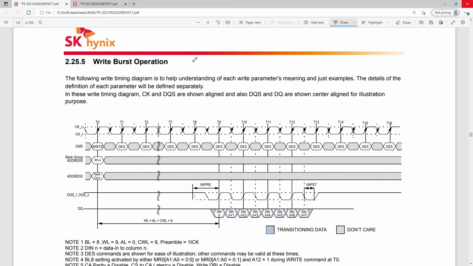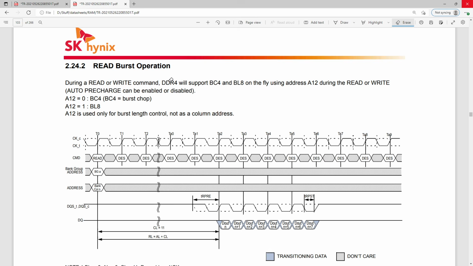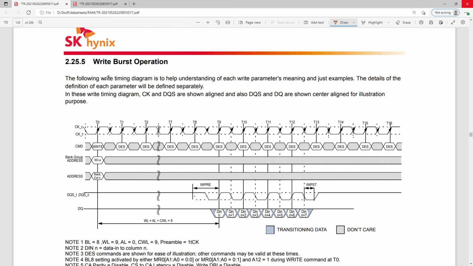We're going to start with the write burst operation because this makes way more sense than a read burst operation when you look at them, depending on which one you look at first. A read burst operation doesn't make sense until you've seen a write, in my opinion. So, anyway, let's get into it.